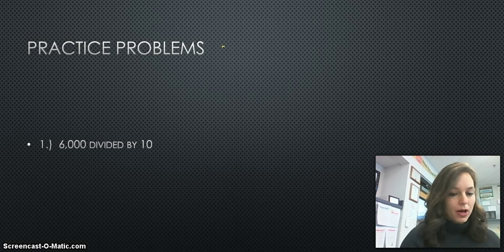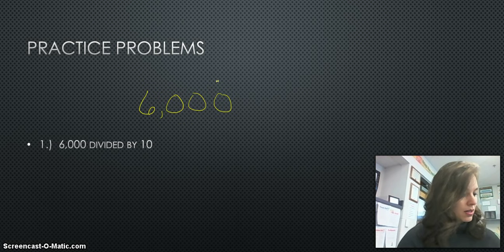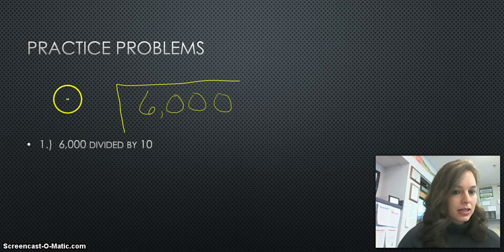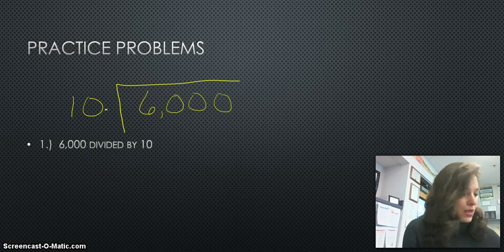Okay, here we go. We'll set up this problem just as another way to visualize it. We have 6,000 divided by 10. And really this is very easy because we have memorized our tens anyway. So we know that 10 will go into 60 6 times with 2 zeros at the end. So our answer is 600.